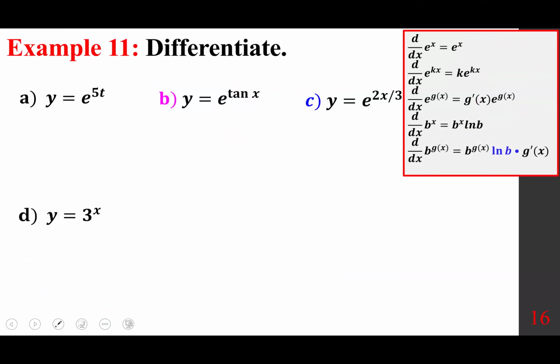We want to differentiate those, and I'm going to remind you the derivative of e to the power of x is itself. The derivative of e to the power of kx is itself times k by the chain rule. The derivative of e to the power of g of x is itself times g prime by the chain rule. So let's see what happens here. So the answer is itself.